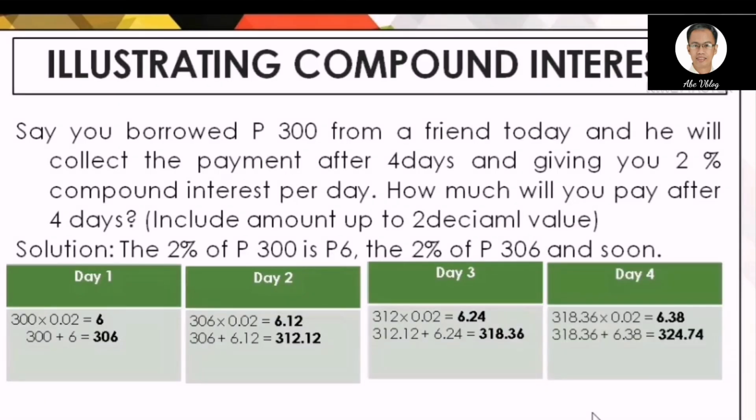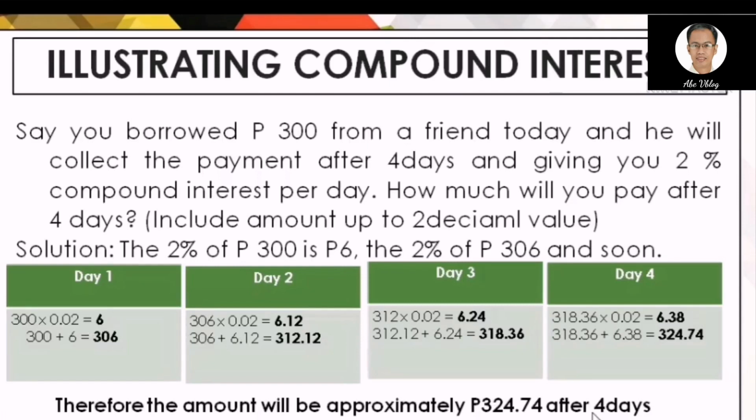Now let's go to day 4. So sa day 4, 318.36 times 0.02. So that is 6.38. So ang interest na ng 4 days ay 6.38. So ngayon idadagdag na naman yan sa principal amount. So ang principal amount na ay 318.36. So pag inadd mo yan, 324.74 na. Yan ang babayaran mong buo sa friend mo. Okay? So 324.74, yan ang babayaran mo sa friend mo.